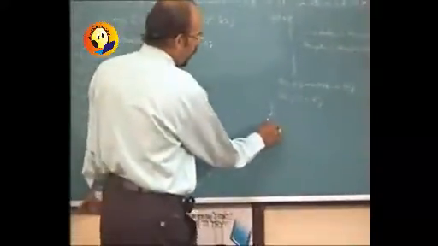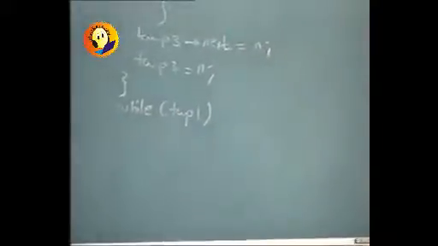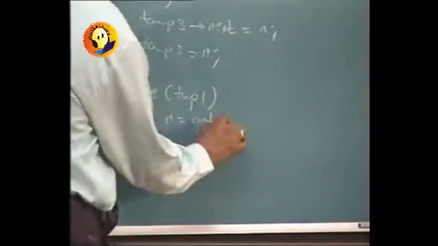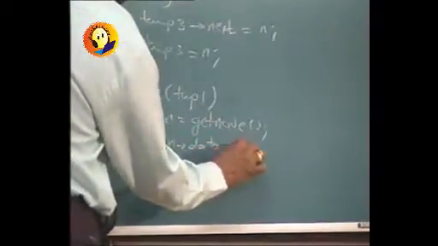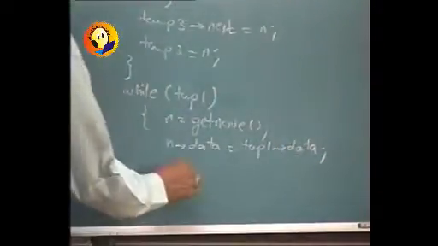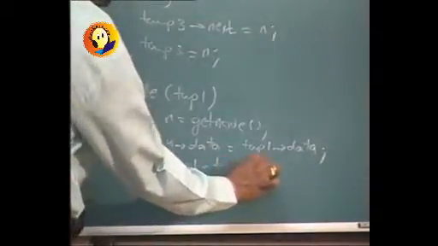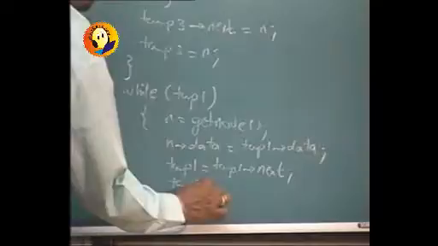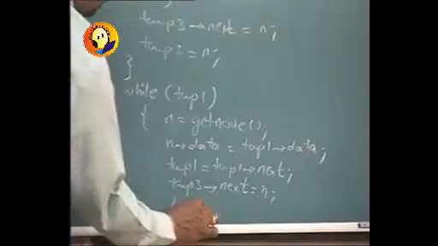Suppose the first list is not getting over. Then outside this loop, if temp1 is not null, you will have to generate a new node, n equal to get node, n arrow data will be temp1 arrow data. Temp1 should advance, temp1 equal to temp1 arrow next. You will have to attach n as the next node of temp3, so temp3 arrow next is equal to n, and then set temp3 to n.